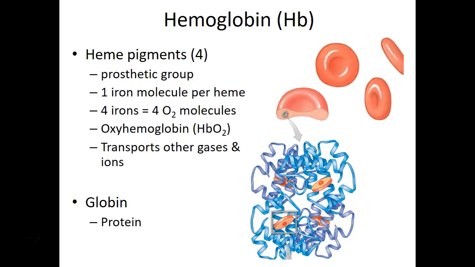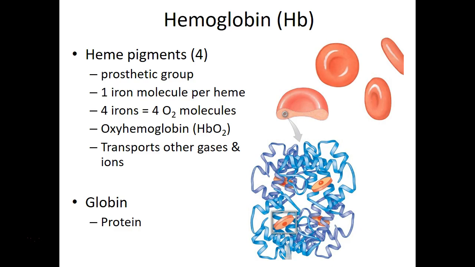So again, oxygen is bound to this one, to this one, to this one, to this one. So what we say is that this is a subunit, this is a subunit, this is a subunit, and this is a subunit, which means we have 4 subunits that come together to make a functional hemoglobin molecule. All right?